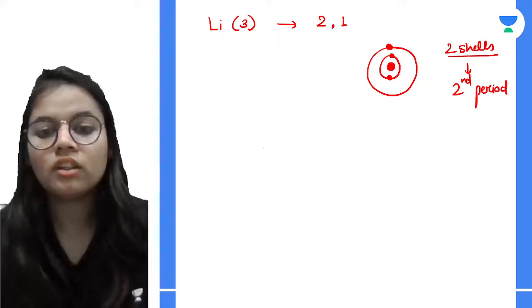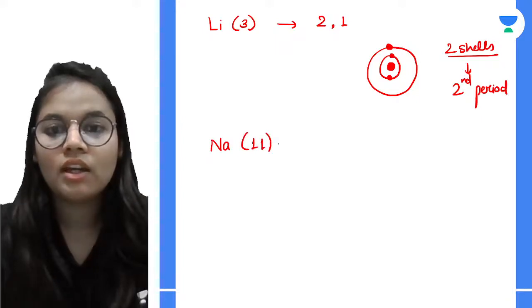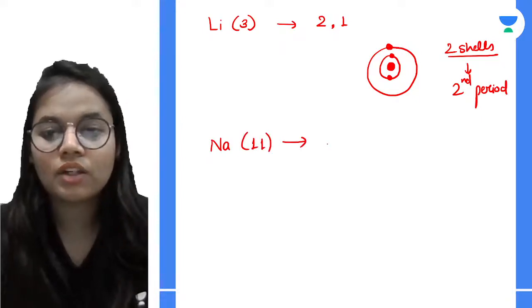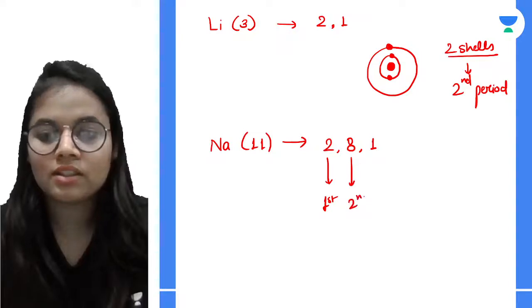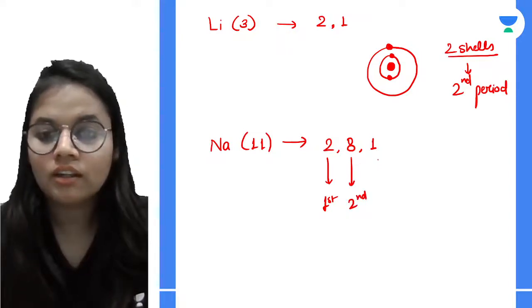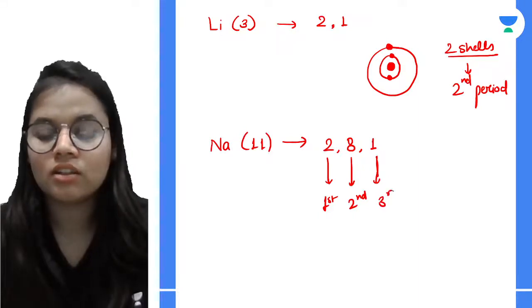Correct. Now similarly, if I take the case of sodium, which has the atomic number 11, we have the configuration 2, 8 and 1. So 2 electrons will be in the first shell, 8 electrons will be present in the second shell, and 1 electron will be present in the third shell.